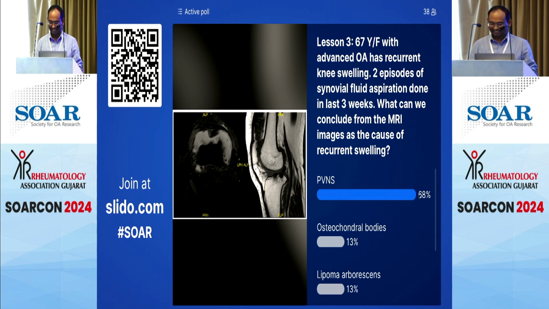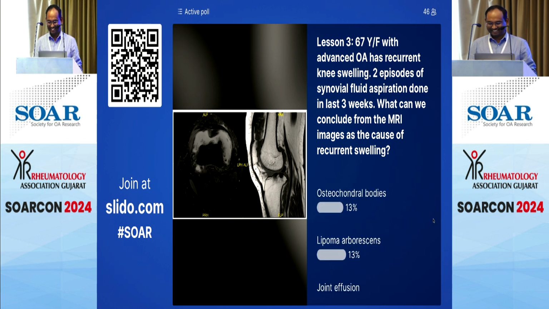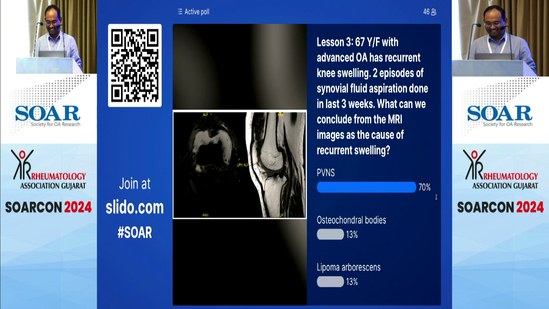That is the limitation of the clinician. Okay. So PVNS, now the term has been replaced by tenosynovial giant cell tumor. So the thing is, in PVNS, not always, but we will definitely see some erosions in the bones, which is not seen here. These are the osteochondral lesions of the osteoarthritis which are seen.